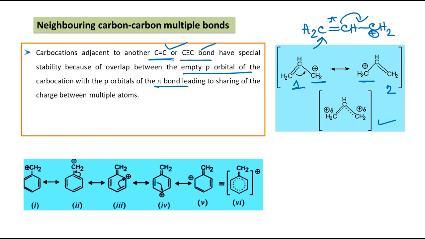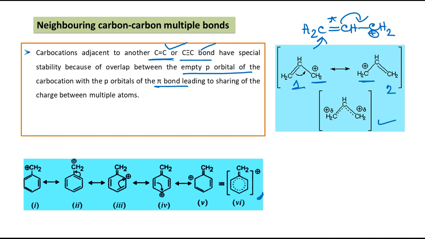Another very common example is benzyl cation. In benzyl cation also, the double bonds present in the benzene ring can take part in resonance. In this way you can have all these different resonance structures, and the last structure is the average structure. That is why dotted lines are shown.